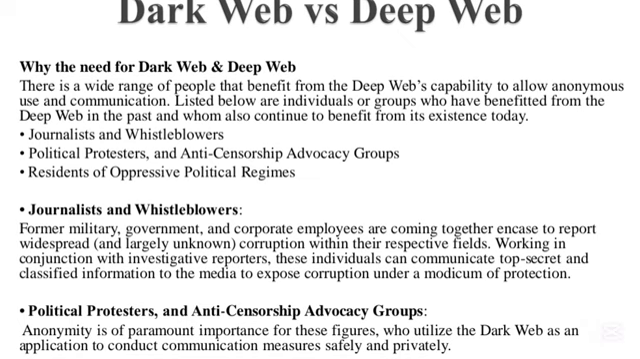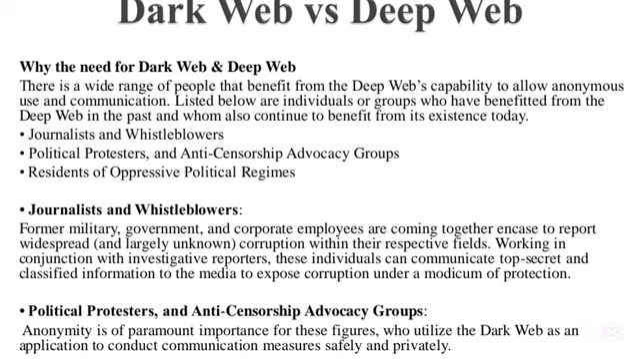Now, journalists and whistleblowers. Who are these people? Former military, government, and corporate employees are coming together to report widespread, largely unknown corruption within their respective fields. So, government, military, and sometimes even normal people work in conjunction with investigative reporters. These individuals can communicate top secret classified information to the media to expose corruption under a medium of protection. You see how it goes. That is how the dark web and the deep web operate.